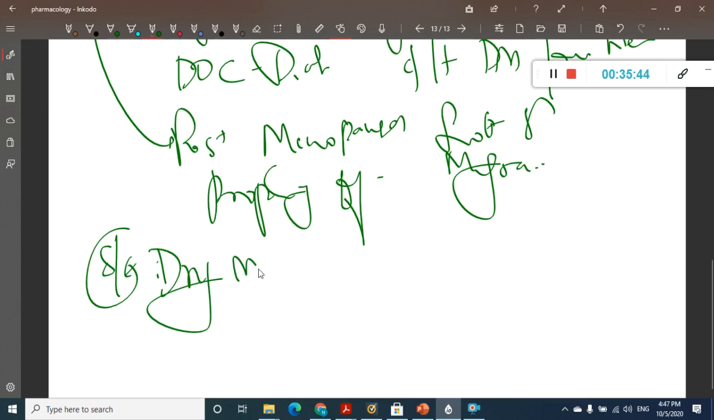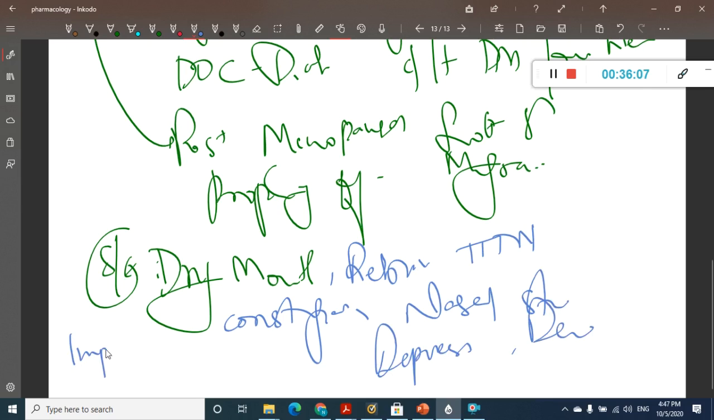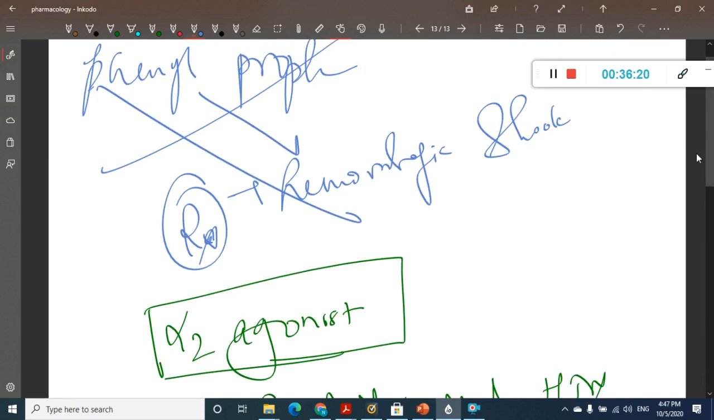Clonidine can cause dry mouth. Because it is used in hypertension, it can cause rebound hypertension when you stop it. It can cause constipation. Nasal stuffiness is seen as a side effect. Depression is common with clonidine. Dermatitis can occur. Sometimes impotence can occur, and increased sodium and water retention is also seen with clonidine. So these are the alpha 2 agonist actions of clonidine.